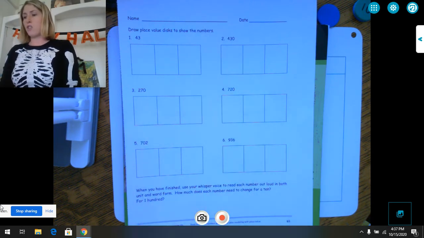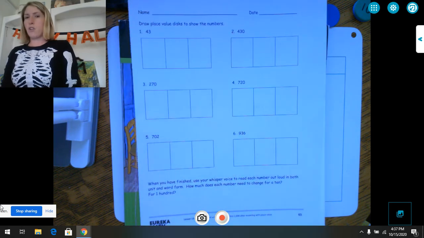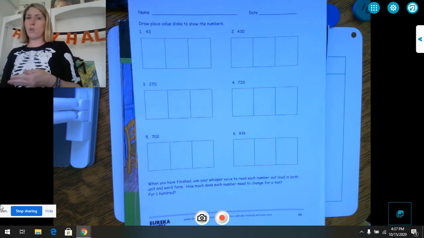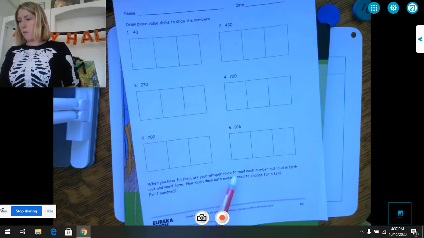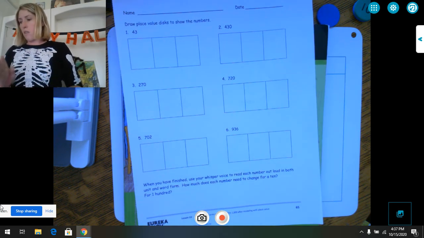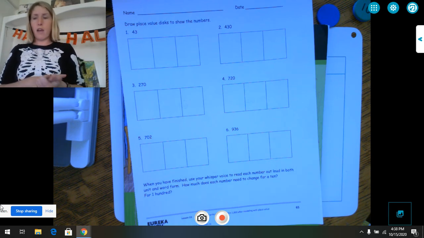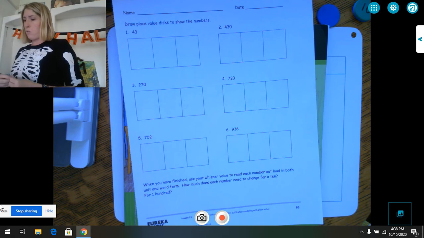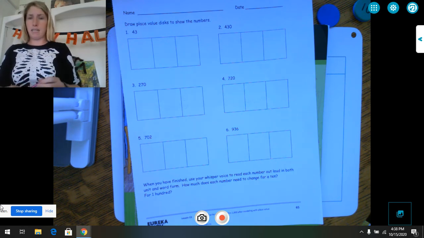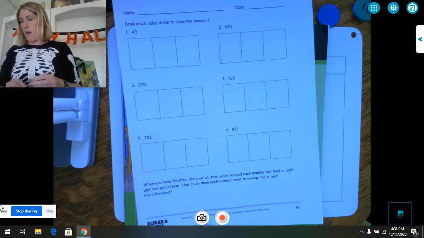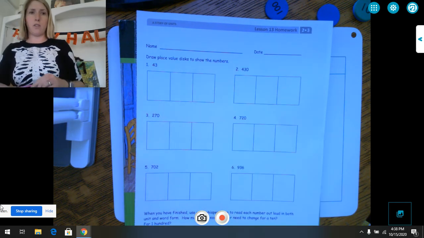430, 270, 720, 702, 936. So all you're doing is drawing those circles just like we just did on the problem set. And at the end, you're going to do the same thing we just did where we whispered the number word and the unit form for that number. And then you're going to go back through and say how many you would need to change for to make a 10. Okay. And then when you're done, make sure you are caught up through lesson 13 on CERN today.